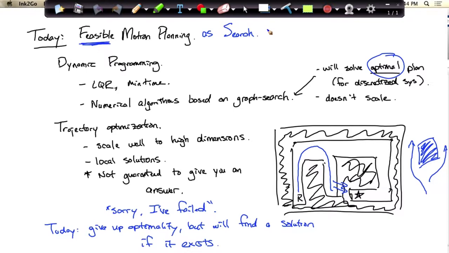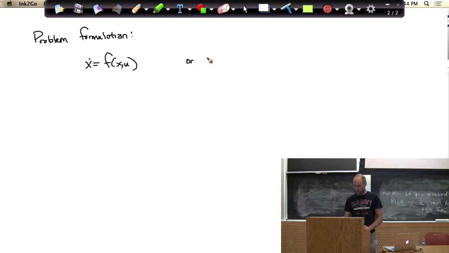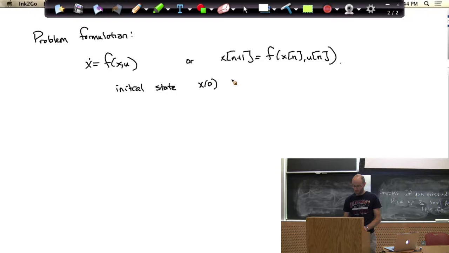All right, so let me give you that problem formulation. So let's say we have our dynamical system, x dot equals f of x, u, or if we're willing to live with the discretization, it can be easier to write things down as the discrete. Sorry, only time discretization, but continuous x and u, and we can write down the discrete time dynamics like this. We're given some initial state. And we have some goal state or goal region.